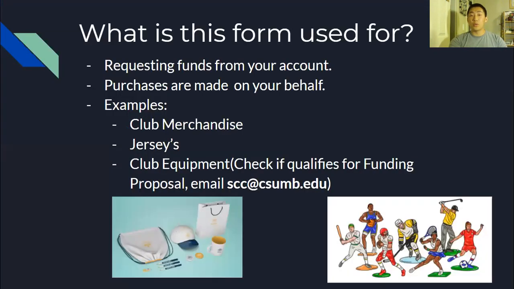Firstly, what is this form used for? Well, this form is used to request funds from your account. So anything that you would like to purchase, all the purchases are made on your behalf. Some examples of things that you could fund would be things like club merchandise, jerseys, or club equipment. One thing that you should do if you would like to purchase club equipment is see if it will qualify for a funding proposal instead. If your project is a little bit more expensive, then you may need to do a funding proposal rather than extracting funds from your account. So if you need help with this, just email scc@csumb.edu and we can help you figure that out.